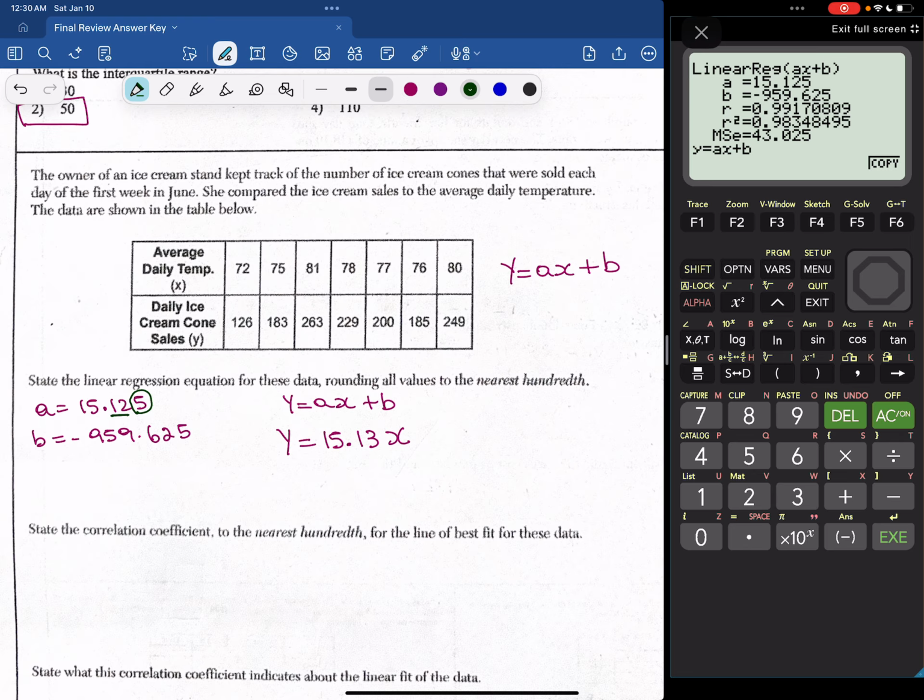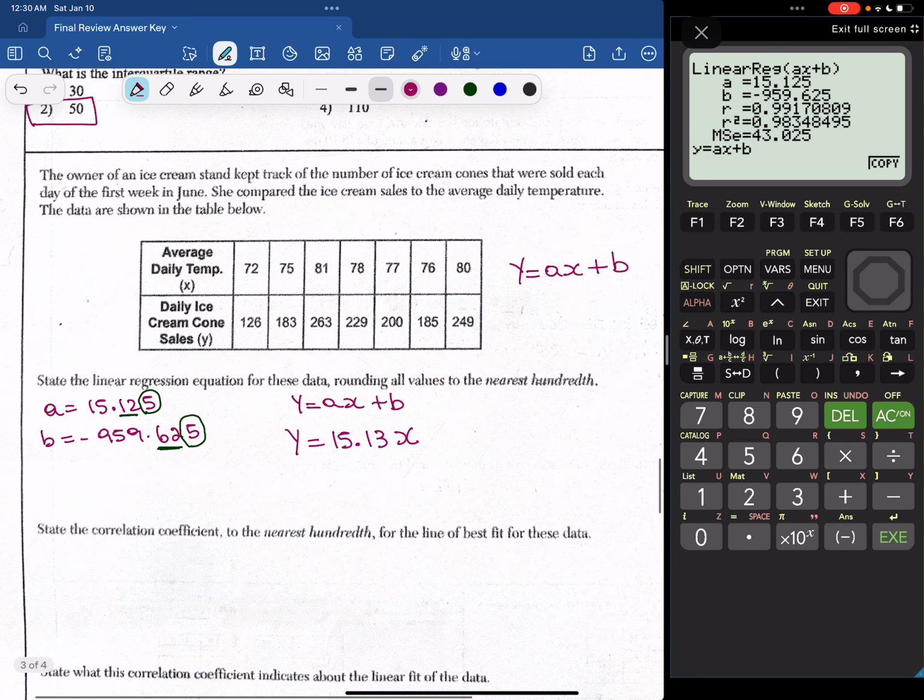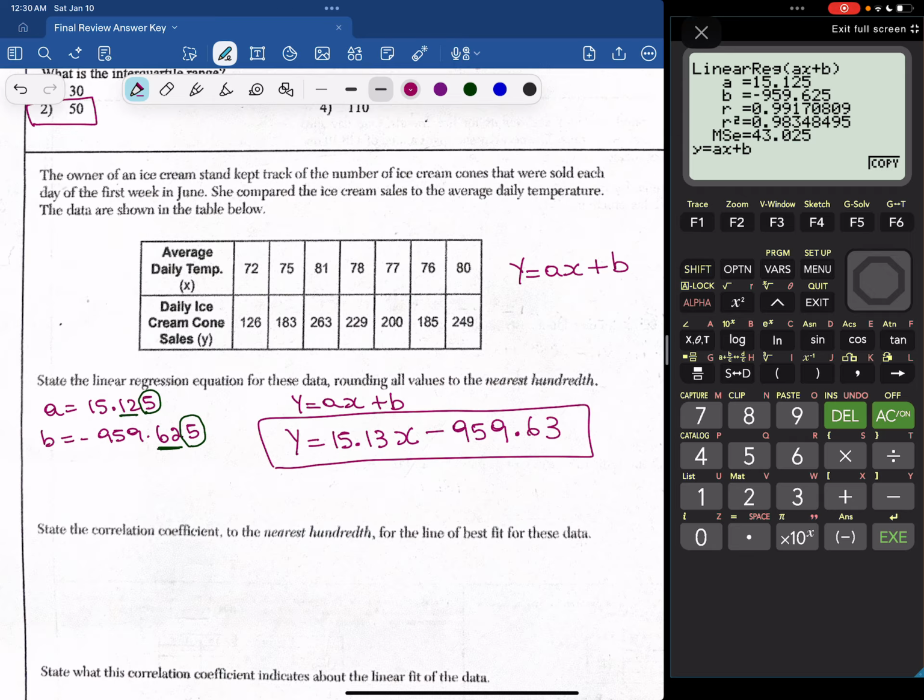959.625. Again, we're rounding to the nearest hundredth, so I need two places after the decimal point. I'm going to look at the third number. Since that's a 5, I know that this 2 is going to go up by 1. So in my equation, I'll have minus 959.63. And that's it. That's my linear regression equation.